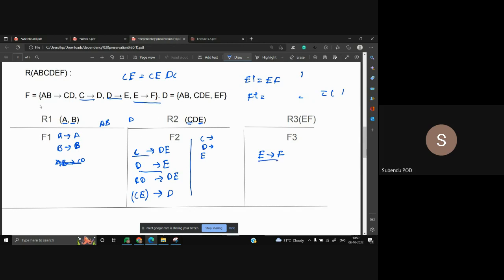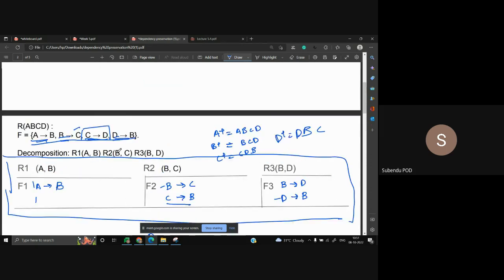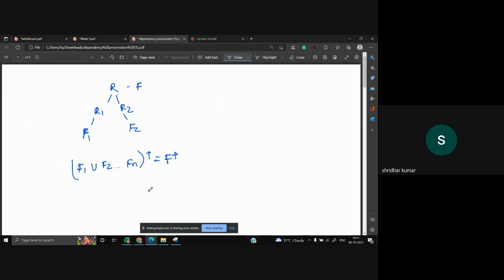Now you have to check whether AB determines CD is preserving or not. So you have to find the AB closure with the help of this child table functional dependency. What will we get? We only get AB and nothing else. So this dependency is not preserving, so you can say this is not dependency preserving. So dependency preserving is clear for everyone? Yes, sir. Okay.